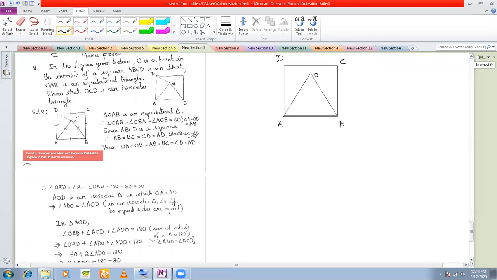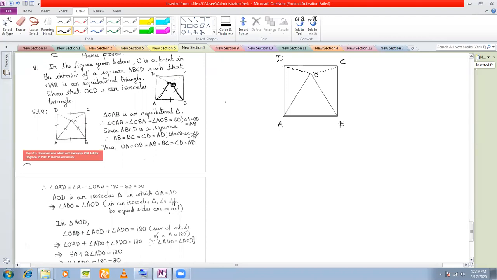My O, join this with the help of a straight line. So in this figure, O is a point in the interior of the square. This point O has been given in the interior of the square ABCD, such that OAB is an equilateral triangle. So this triangle is your equilateral triangle. An equilateral triangle has all three sides equal.